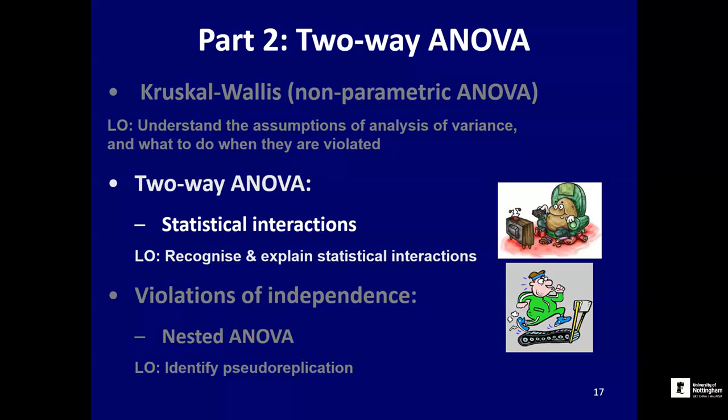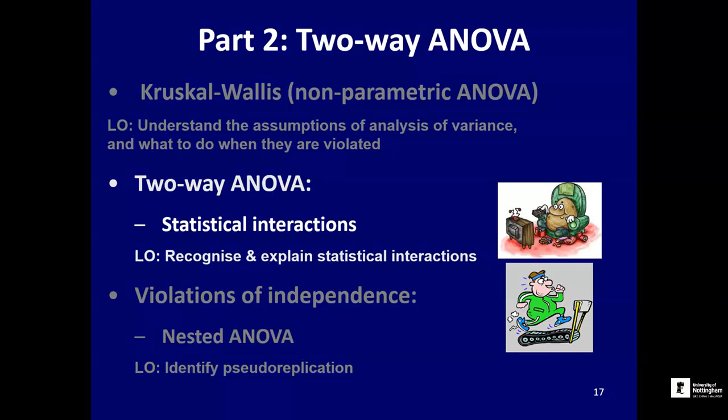This is part 2 of our lecture about analysis of variance, our second lecture about analysis of variance, lecture 9 in the experimental design and analysis series of core skills. So before the break I told you about a non-parametric version of a one-way analysis of variance called Kruskal-Wallis.